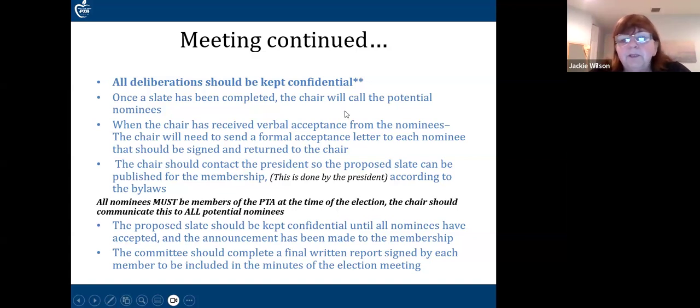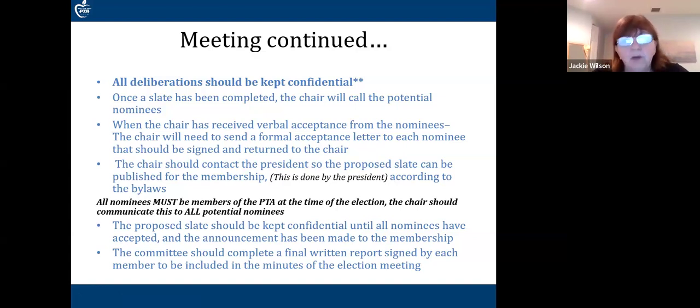Once the slate has been completed, the chair will call the potential nominees. When the chair has received verbal acceptance from the nominee, the chair will send a formal acceptance letter to each one that should be signed and returned to the chair. And this is their way of saying, yes, I accept the nomination.